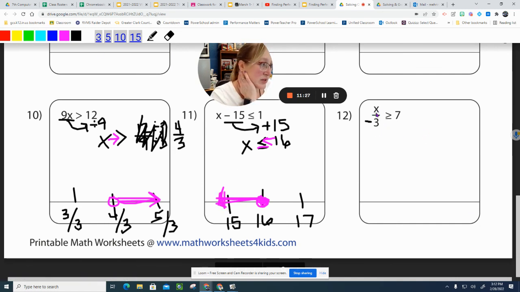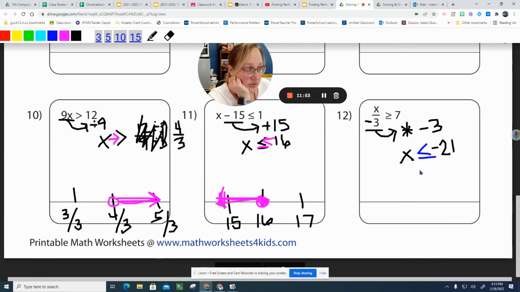And our last one, this is x divided by -3. So in order to move that over, we're going to multiply by -3. So we're left with x. And since we're multiplying by a negative number, that inequality gets switched. And 7 times -3 is 21, and it will be -21 because a positive and a negative equals a negative.